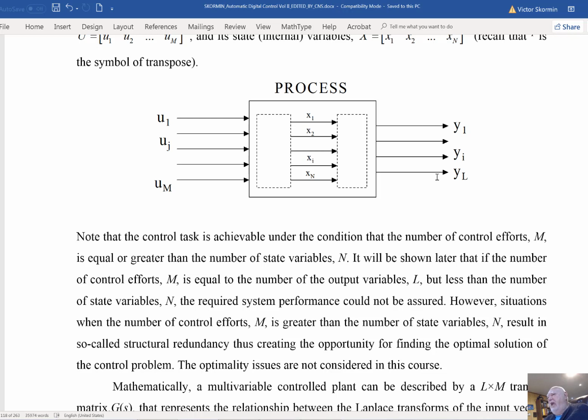We would like to have input number 1 to affect only output number 1, and the transient process should have the appropriate dynamics. We want input number 2 to affect only output number 2 with the required dynamic properties. We want to do the decoupling control.